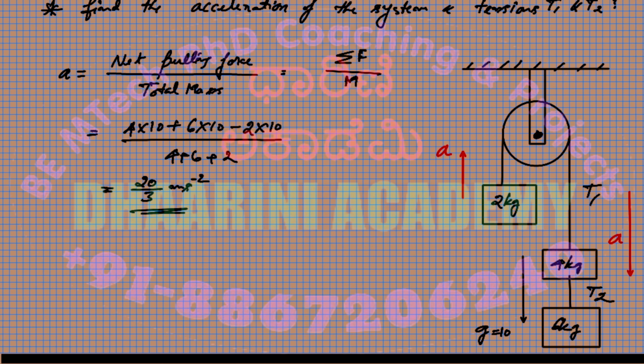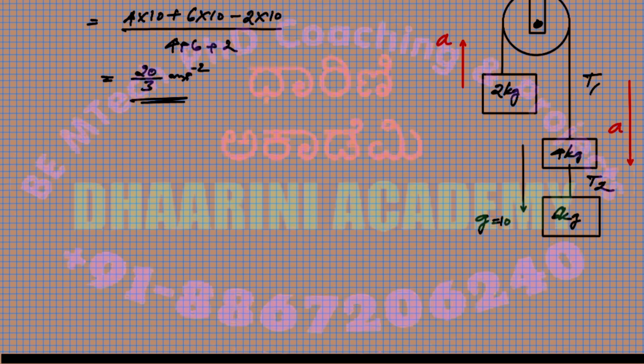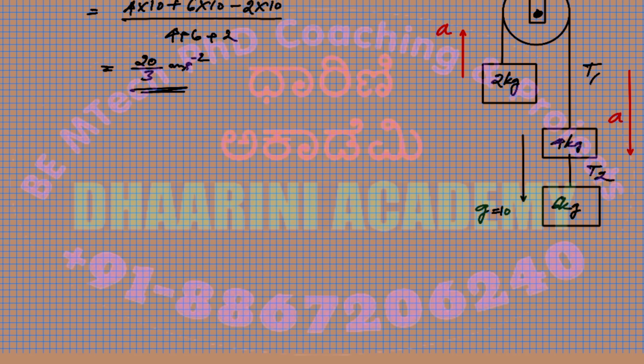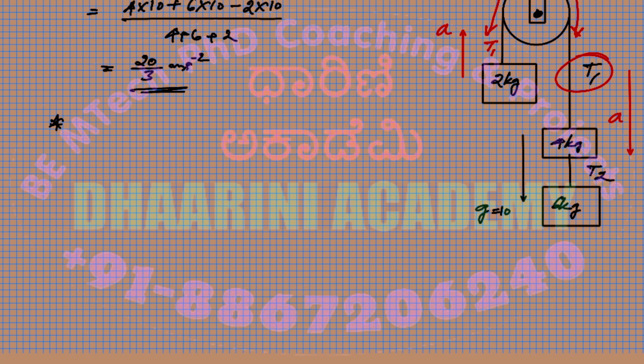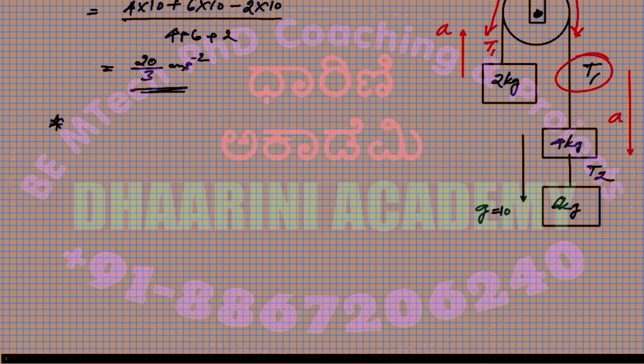Fine, let's move further. If I want to find the tensions along the strings, I have to understand that if I write T1 over here, that's the same string which is coming on the other side. So here also it is T1. That's a very important point. So to find T1, it's better you solve the free body diagram corresponding to the 2 kg mass. So let us write the free body diagram of the 2 kg. So this is the 2 kg mass.